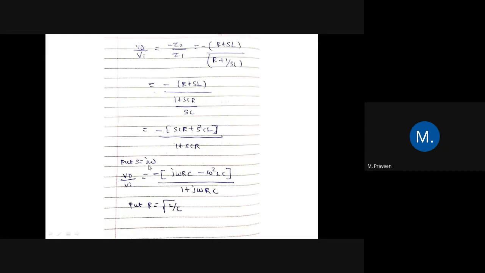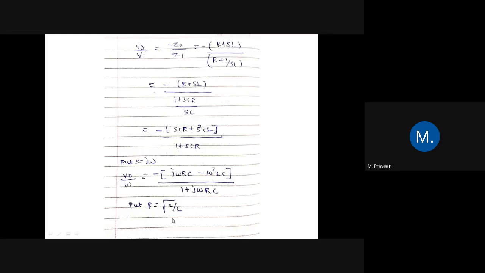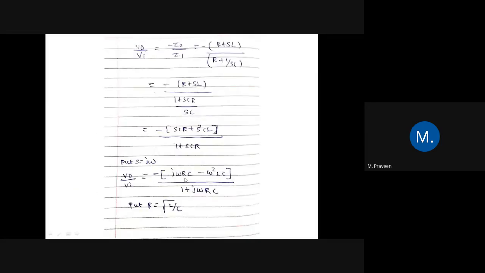After replacing all S by J omega, we substitute R as root of L by C, which is given in the question itself, and omega as 1 by root of LC. First we replace R by root of L by C. After substituting the R value, the terms cancel, and we get the simplified equation: minus of J omega root of LC minus omega square LC divided by 1 plus J omega into root of LC.